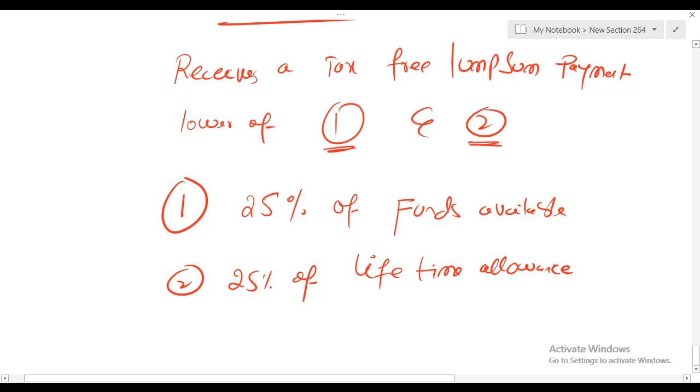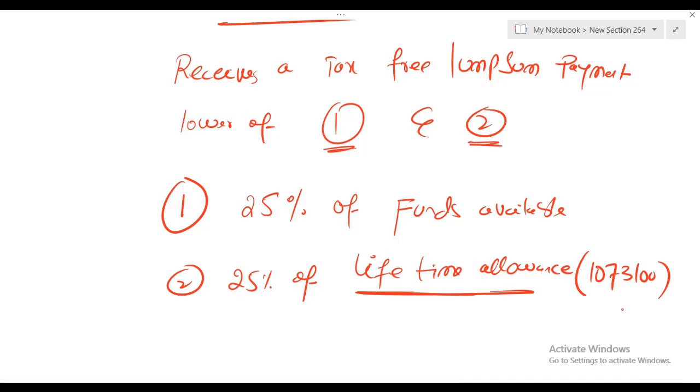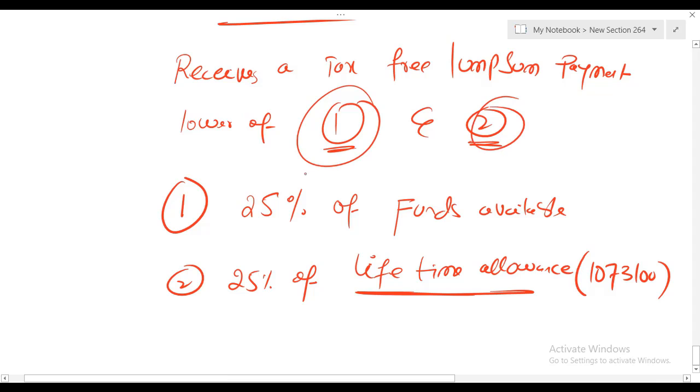And the lifetime allowance in Finance Act 2020 is 1,073,100. So let me repeat. When an individual reaches the retirement age, then that individual gets a tax-free lump sum payment of the lower of 1 and 2. 1 is 25% of funds available, second is 25% of lifetime allowance, and the lifetime allowance is 1,073,100 in Finance Act 2020.